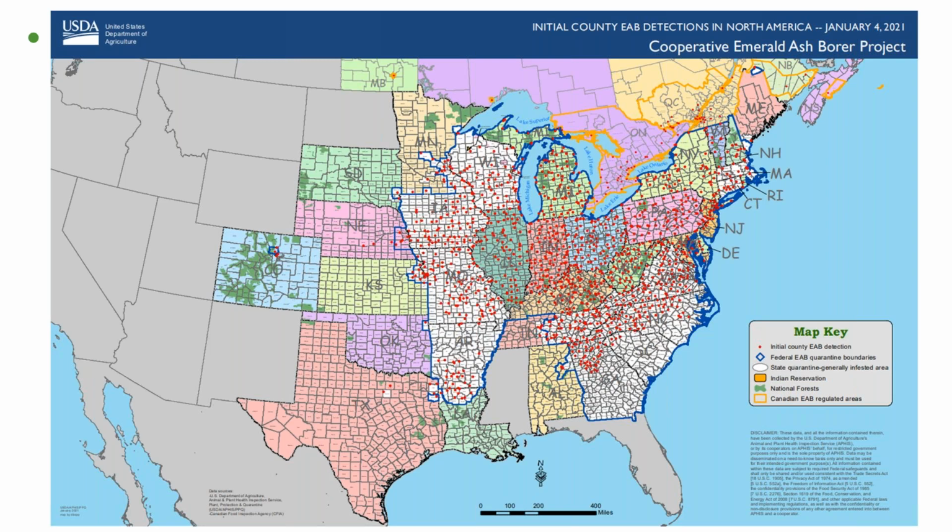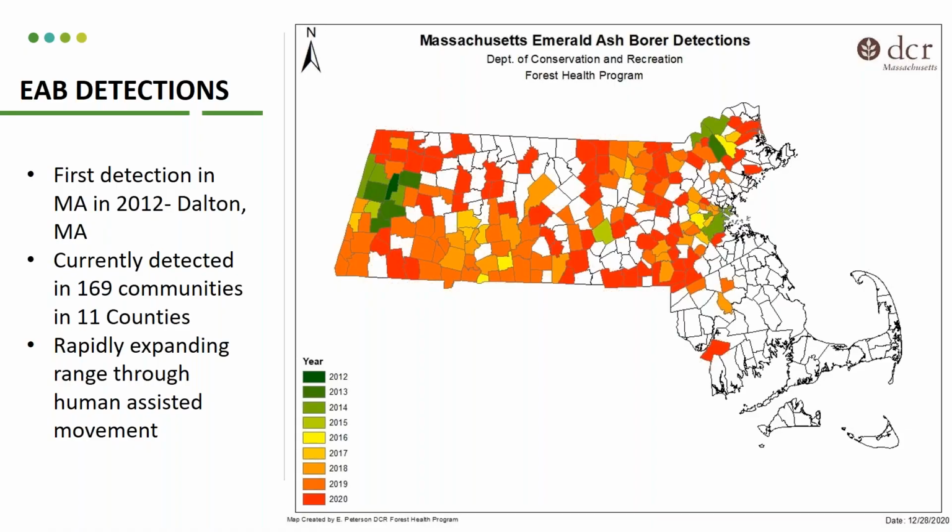So anytime you're dealing with any ash materials, even if you're in an area that you don't think has EAB, act like you do. So consider chipping if you're going to move it, or using wood locally or on site to avoid spreading it into any other new communities. This map was made about 3 weeks ago, where we had 169 communities in Massachusetts where we have positively detected emerald ash borer.